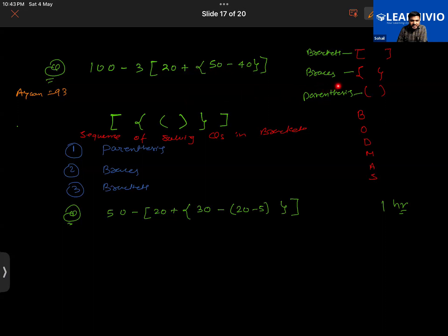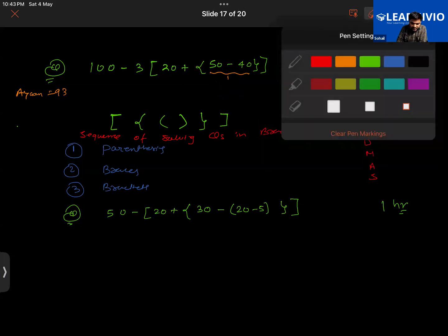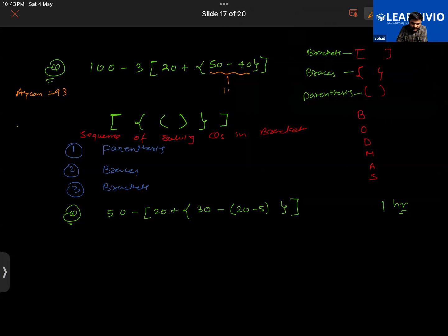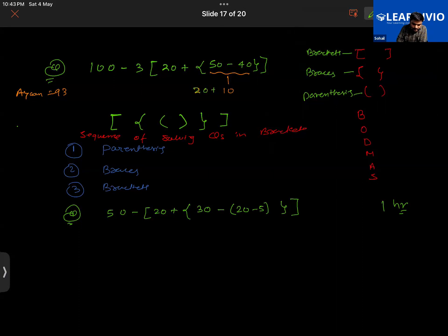Then you have braces. Braces are there, no? Yes, so first of all we have to do the operation under the braces. When we get the answer of the braces, what do we do with it? 50 minus 40 is 10. Once we have done that, there is no need to write the braces for the second time. Just write the value that comes out of it. So you write 10, and you are left with 20 plus 10. That is 30. Yes.